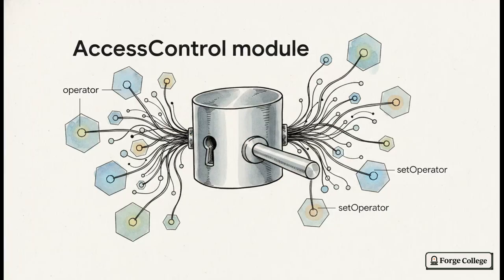Next up, we fabricate the AccessControl module. So inside AccessControl.sol, we just maintain a simple mapping of addresses to booleans to track who exactly is an operator. Our constructor grants operator status to whoever deploys it, and then we expose two functions, setOperator to mutate permissions and isOperator for other modules to check them.